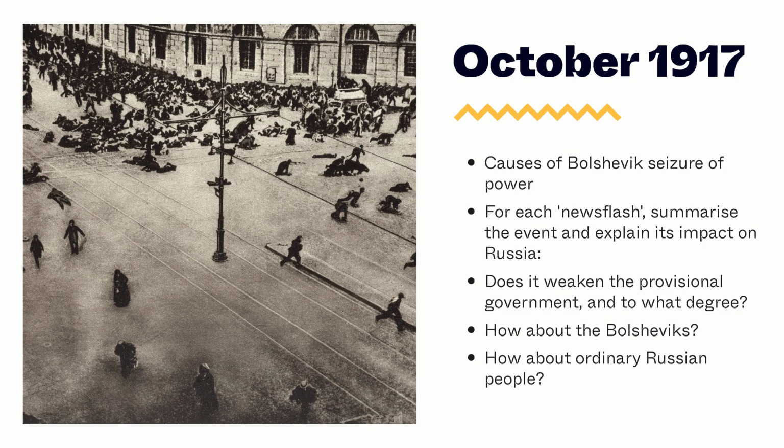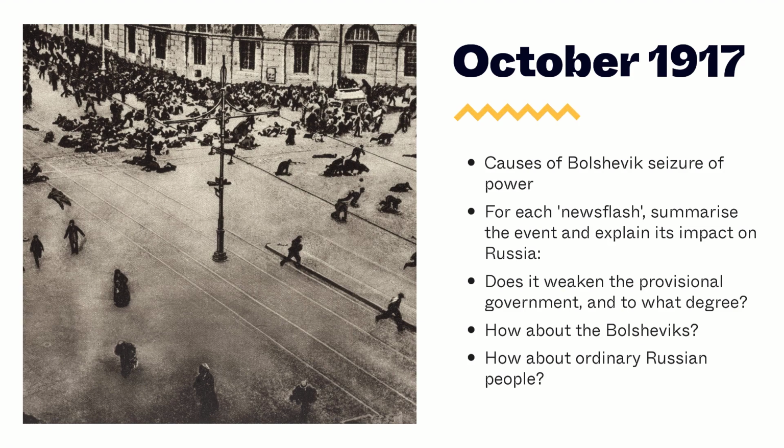In this lesson, we will focus on the events which took place in October 1917 in Russia, and look at the causes of the Bolshevik seizure of power. You're going to be shown a series of key events linked to the revolting Russians. For each news flash, you need to summarize the event and then explain the impact on Russia. Decide whether or how it weakens the PG, whether or how it strengthens the Bolsheviks, and what impact it might have had on ordinary Russian people.